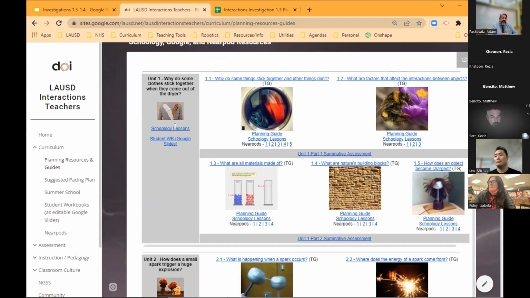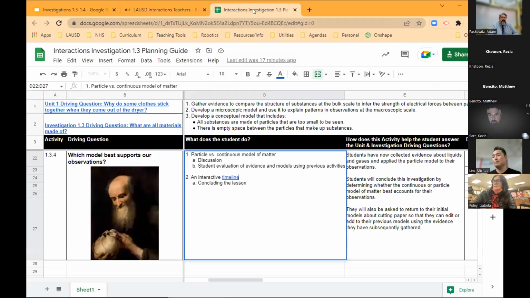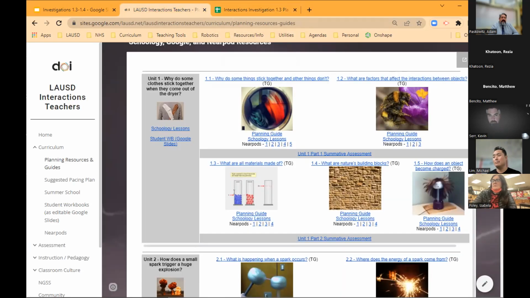You can add the Schoology lesson straight to your course. You can even open the student workbook as Google Slides if you want, and share that with students. You can use the Nearpods. Most of these are duplicates of each other. It's just a matter of what you prefer. So please click on the unit 1.3, actually not the title, but the planning guide. Underneath the image, click on the investigation 1.3 planning guide.